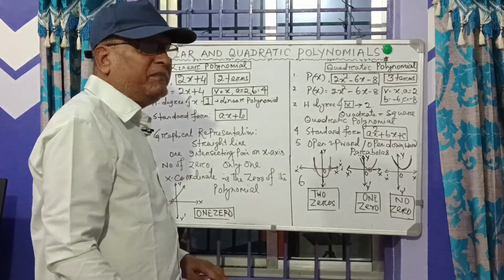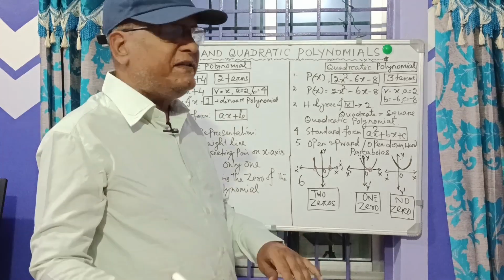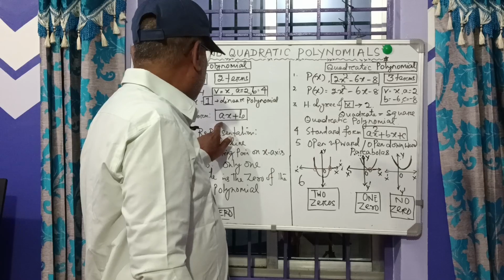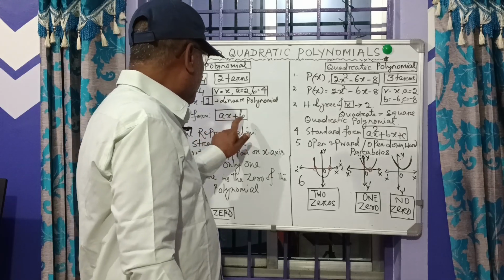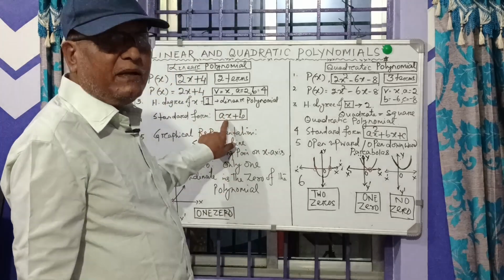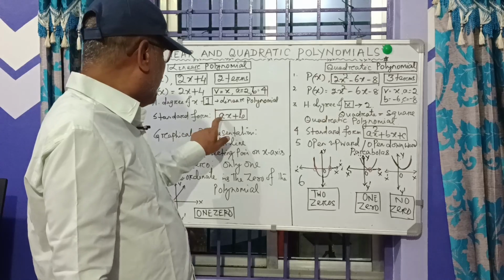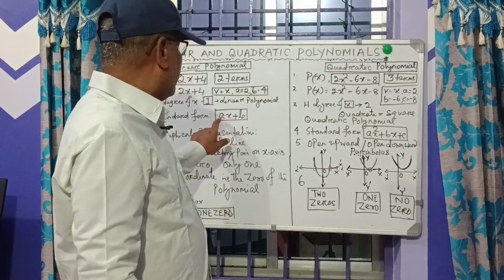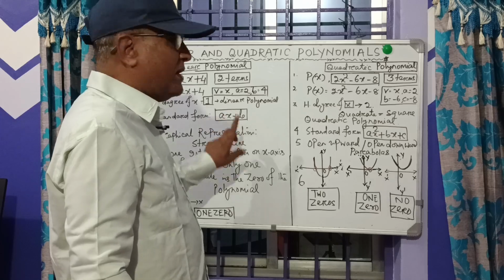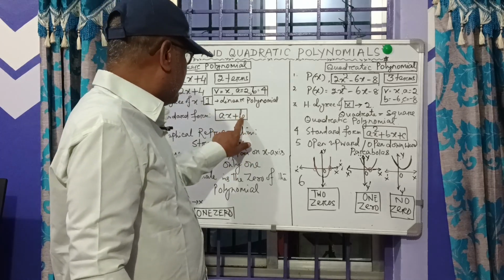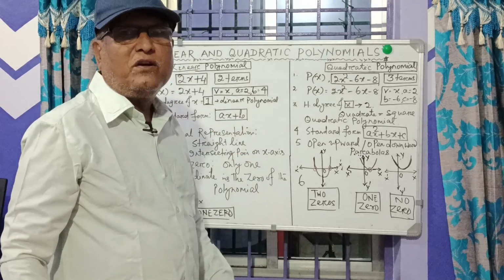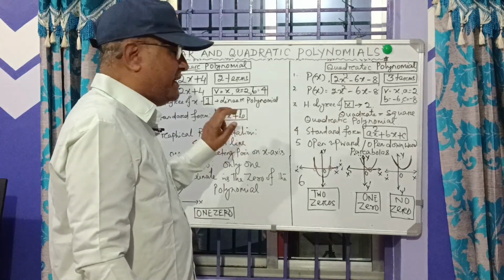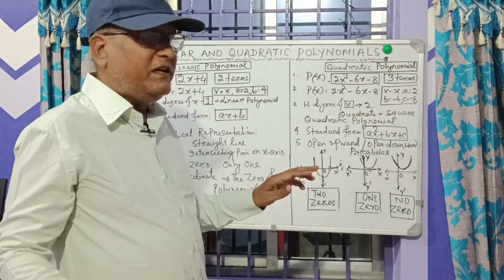In standard form, we represent a linear polynomial as ax + b. Here x is the variable, a is the coefficient, as I told you in the first class. So in ax the degree is 1, but b is a constant polynomial, or constant. The standard form ax + b you have already learned in class 9.